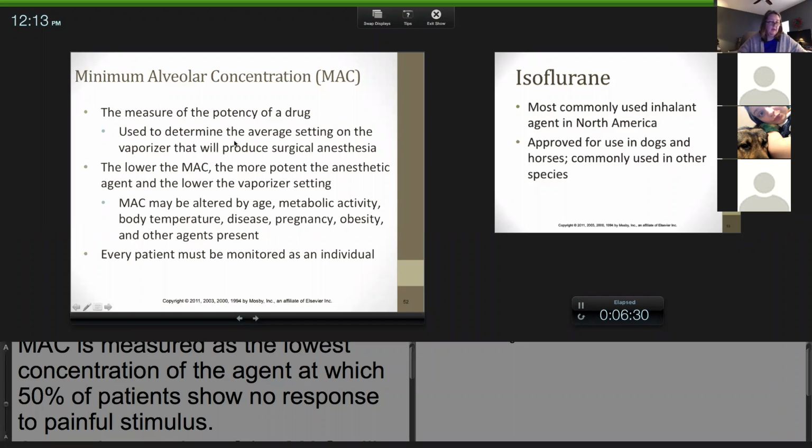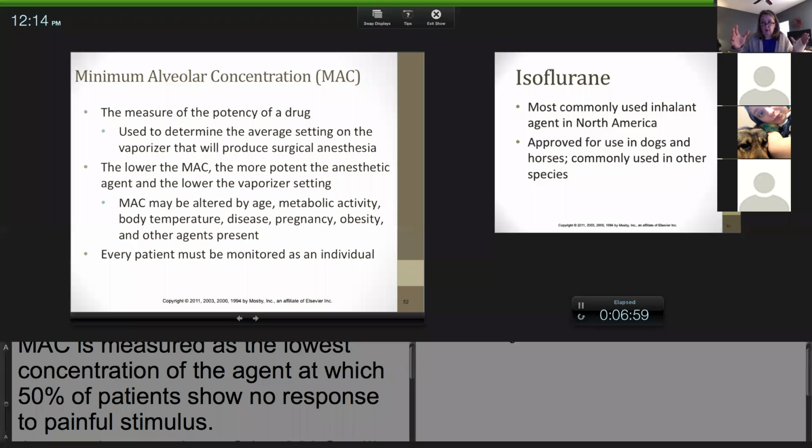Now MAC, again, this is a definition I have you guys memorize: minimum alveolar concentration. It is the percent or amount of agent where 50% of animals will not react to a painful stimulus. Every inhalant has a MAC value. Isoflurane's 1.2, halothane was 0.76, sevo 2.1. You guys have these notes from anesthesia. But remember what that means: ISO 1.2 is MAC.